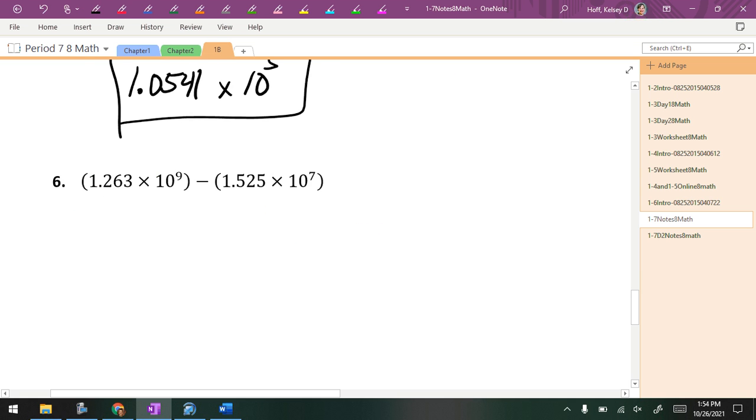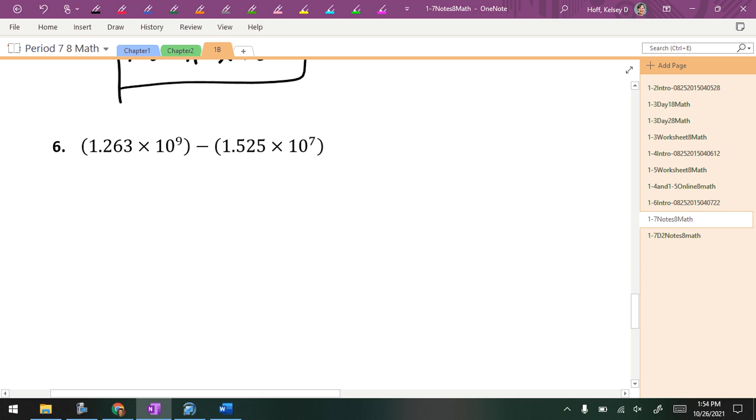On number 6, we have 1.263 times 10 to the ninth minus, notice we're subtracting here, 1.525 times 10 to the seventh. So the larger exponent is which one? 10 to the ninth or 10 to the seventh? 10 to the ninth. So let's leave that guy, 1.263 times 10 to the ninth. We're going to leave him. Now, the other one is 10 to the 7th.